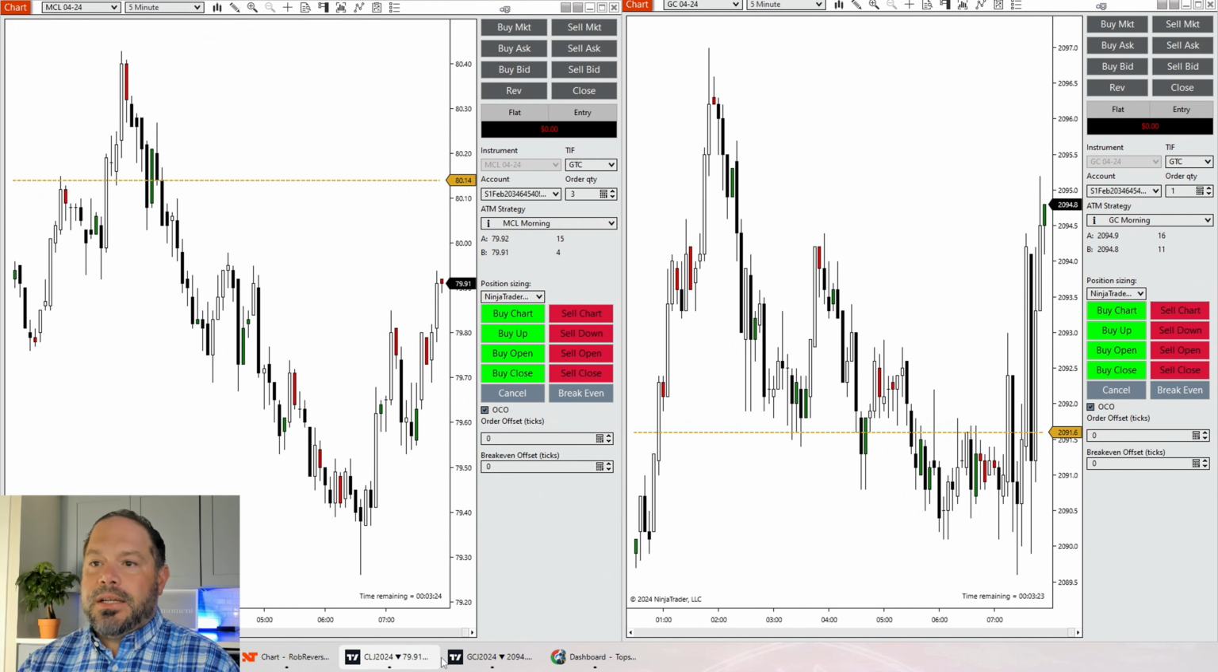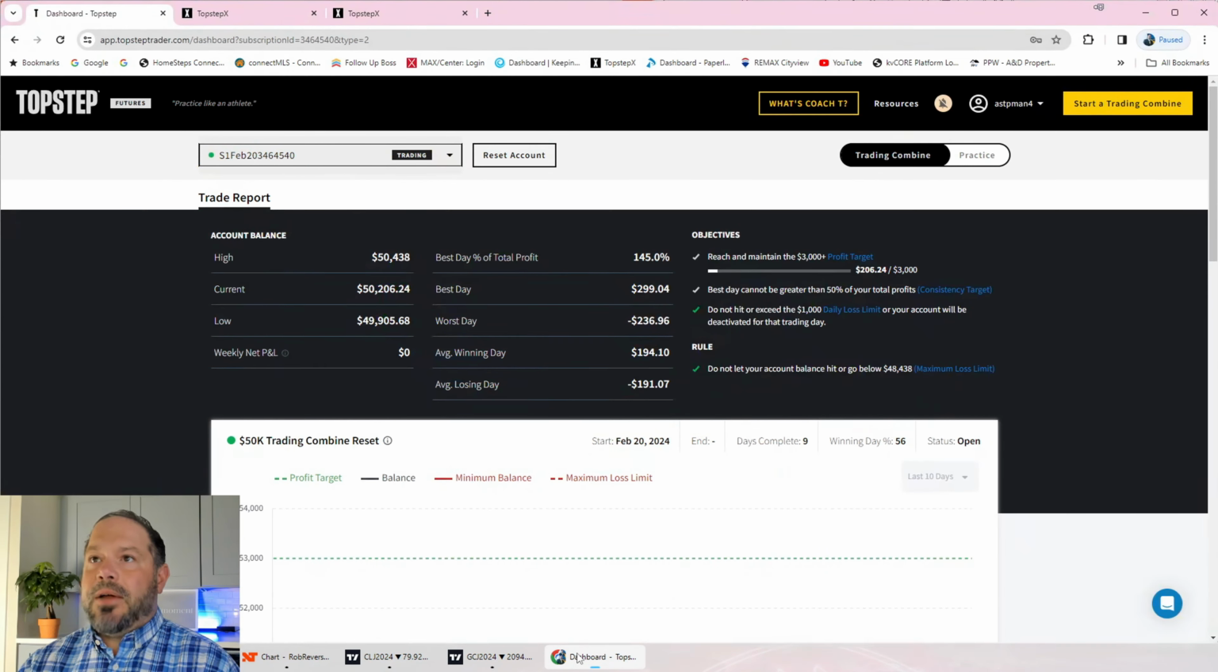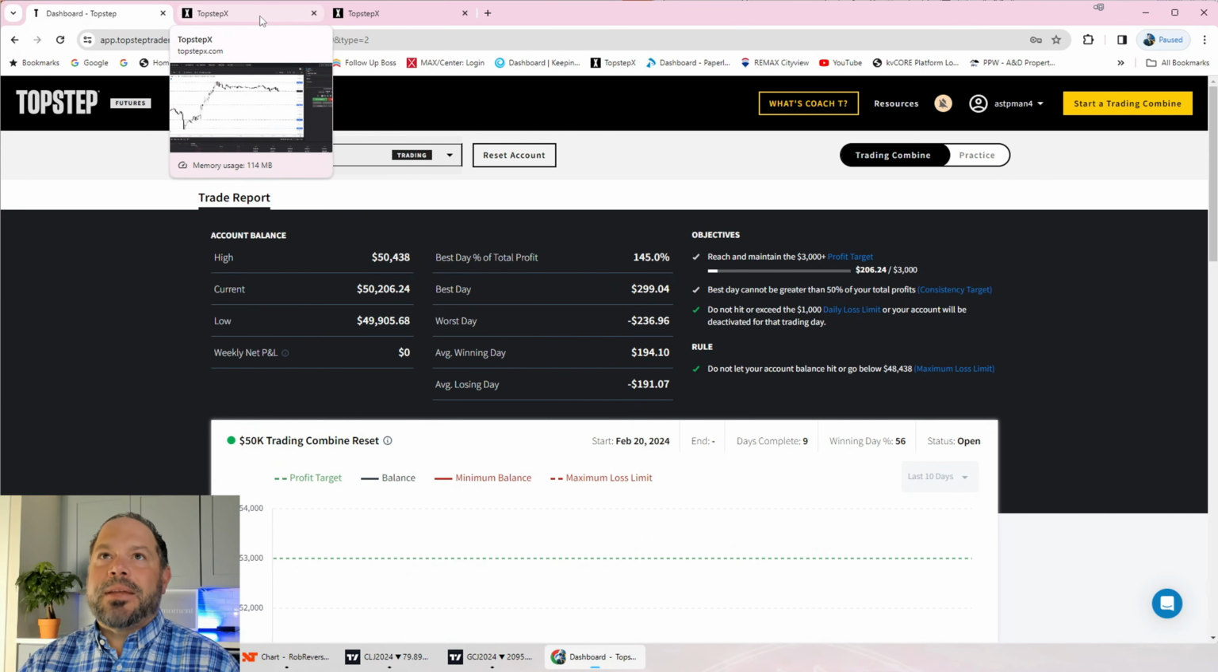Taking a look at where the eval, that gold trade hurt last week. So we currently sit at $50,206. Even if it wasn't for that slippage on that one trade with news, we would be in a really good position because we won the next trade in oil. So it would have been a really, really small red day for us. But, you know, that's what happens. That is what happens in the market sometimes.